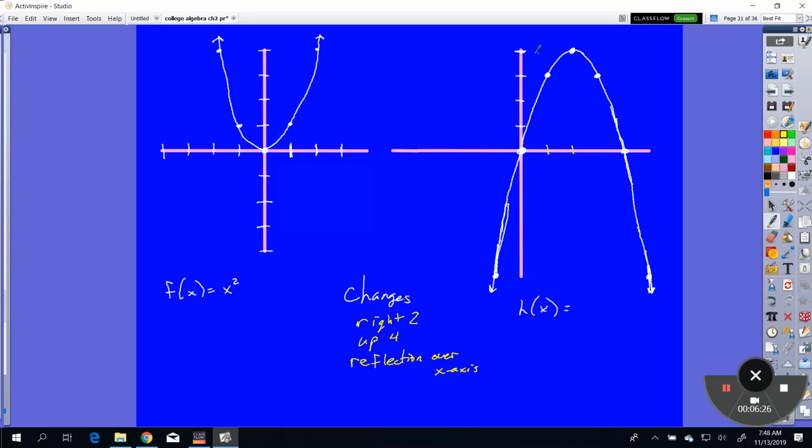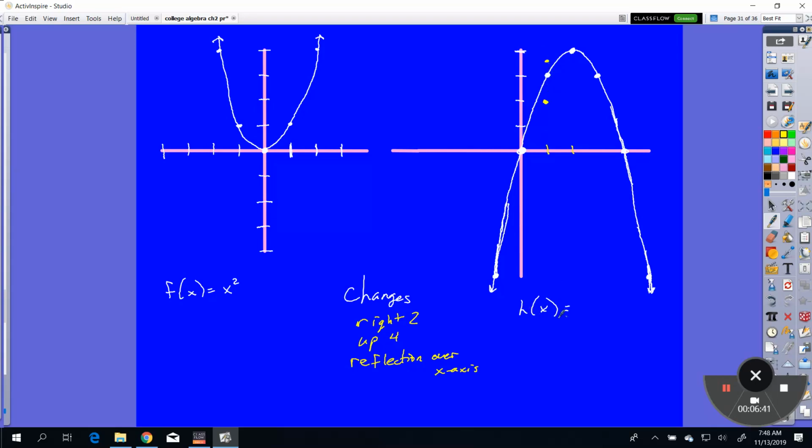If this would have been like left 1 and 2, that would have been a vertical stretch of 2. Or if it would have been left 1 and just a half, that would have been a vertical shrink of a half. Okay, so that's how you look at those.